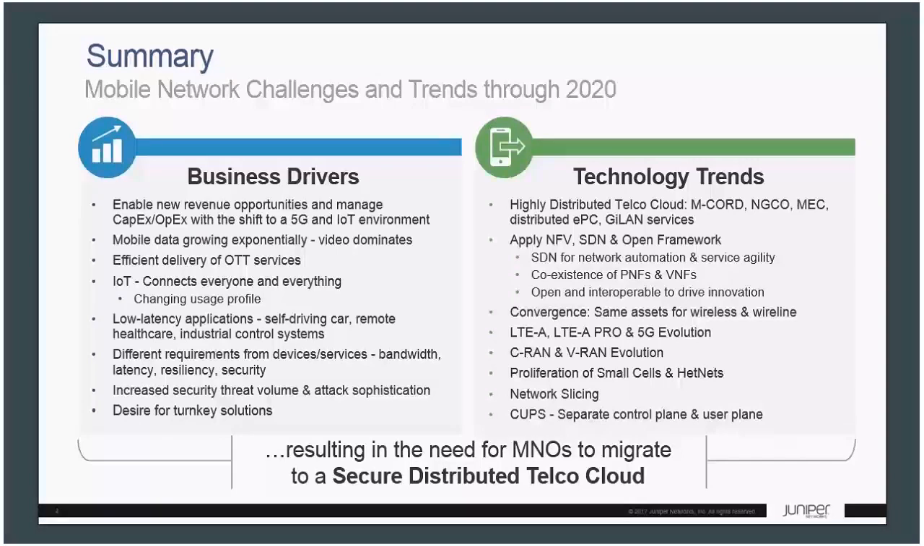Also, if you look at the third bullet point down in technology trends, convergence is going on today and will only pick up momentum. So the same assets are being used today for wireless and wireline, and we actually feel that this positions Juniper very well since we have many wireline deployments with service providers. So we feel that we're well positioned for future mobile infrastructure deployments.